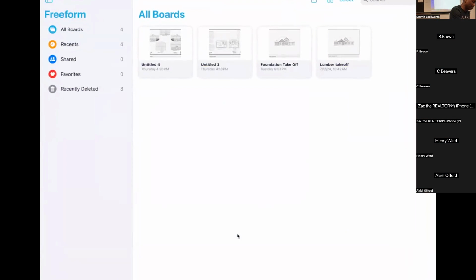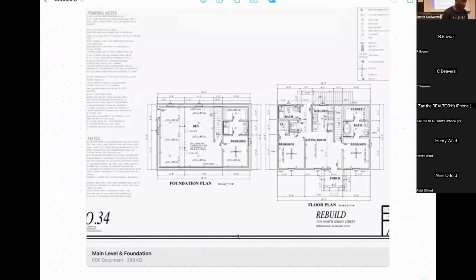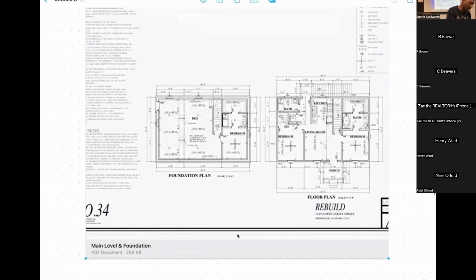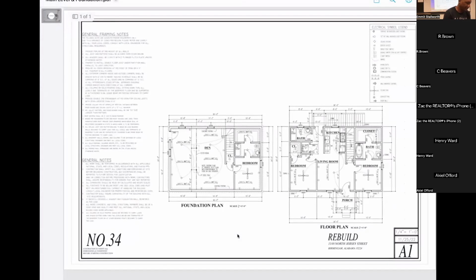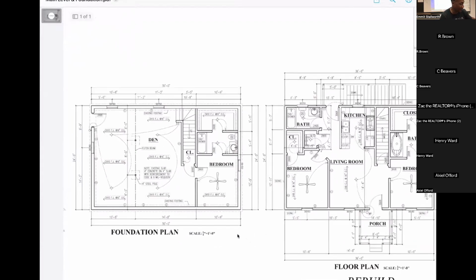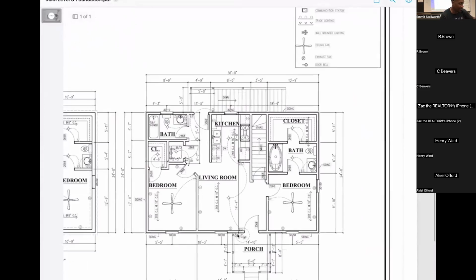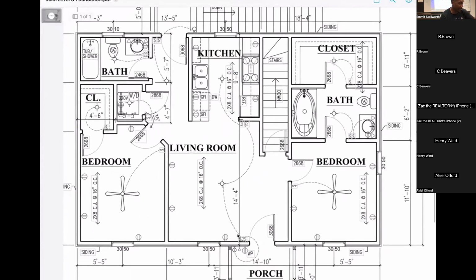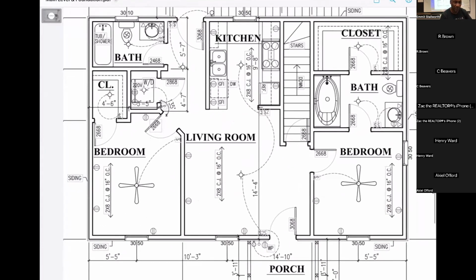Gonna go right here. This right here is a very basic plan. This is the next house that we're doing, and we're doing this one over in Birmingham. Let's go to this downstairs. Let's go to this upstairs right here. All right, so we're in this upstairs.